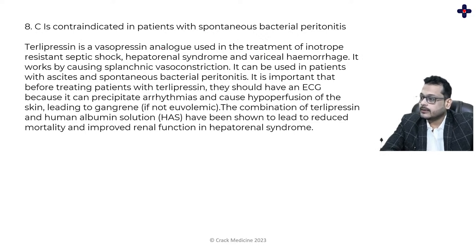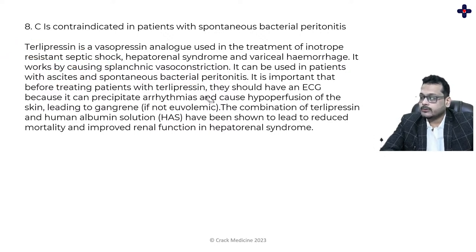So it's a vasopressin analog that is used in variceal hemorrhage as well as hepatorenal syndrome. Most importantly, what is the mechanism of action? It causes splanchnic vasoconstriction, right? Remember this, splanchnic vasoconstriction is important. And definitely you can use it in patients associated with ascites as well as SBP, because most of the patients who are in refractory shock, right, inotrope resistant septic shock, they will have SBP, right? This is how SBP is causing this shock. So you can use terlipressin in that. Okay, very beautiful drug, acts very quickly. The results are fairly quick.